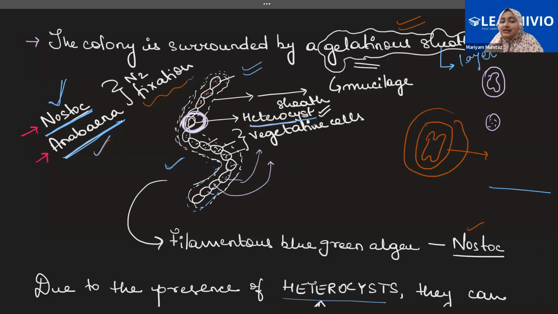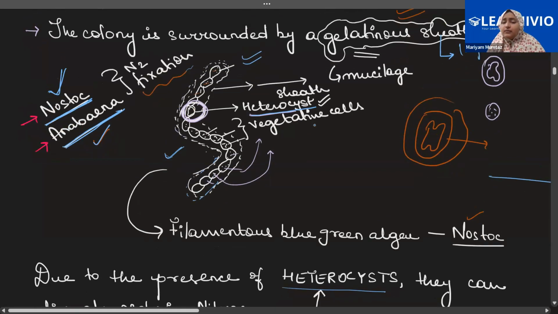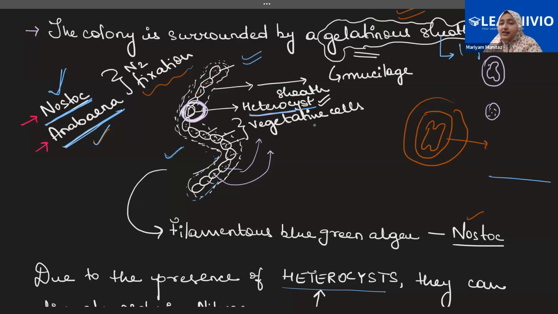It is a specialized cell. Now, what is so special in that cell that it can perform nitrogen fixation? See, in the body of the nostoc, there are two types of cells. One is the heterocyst, only one. And then the other cells of the body are known as the vegetative cells. Now, vegetative cells cannot do nitrogen fixation, but only the heterocyst can.